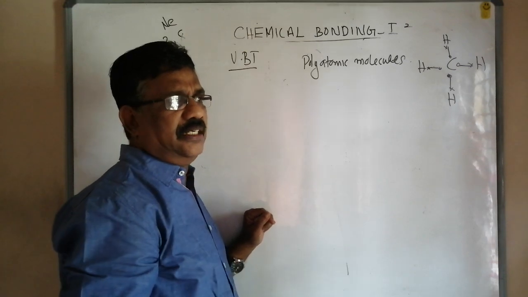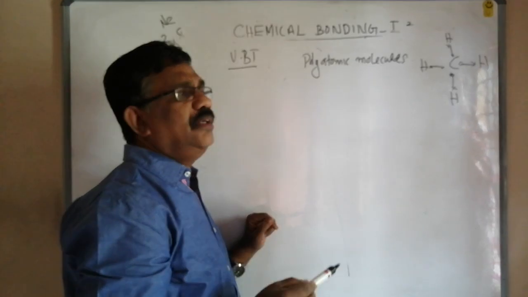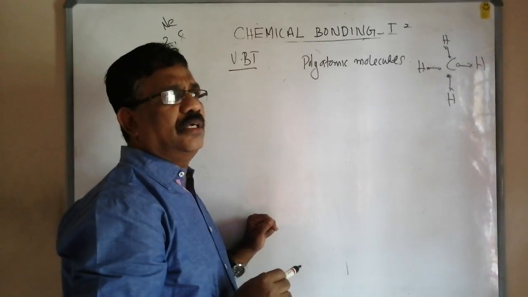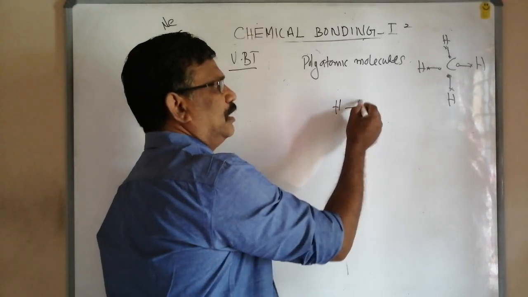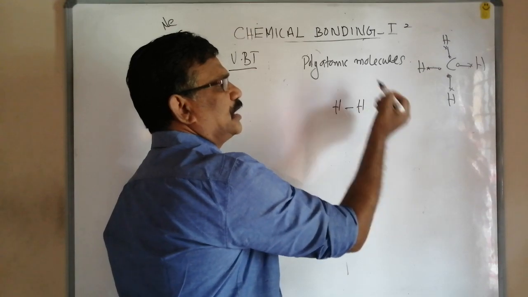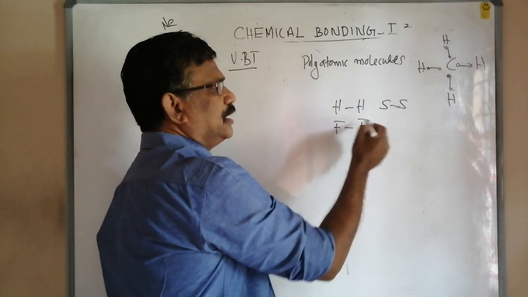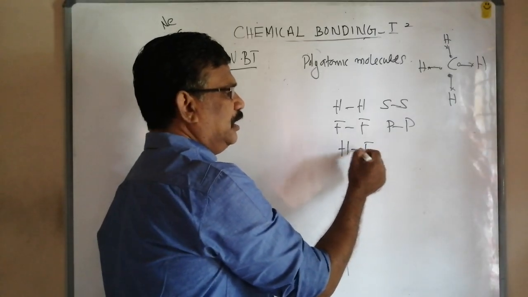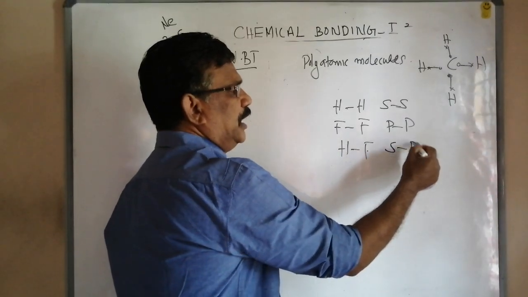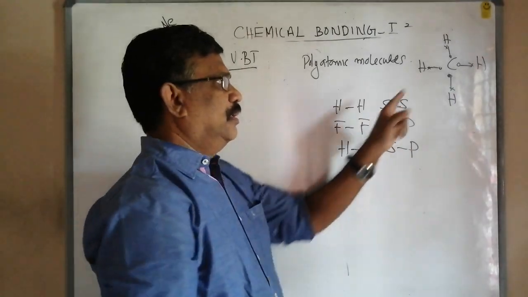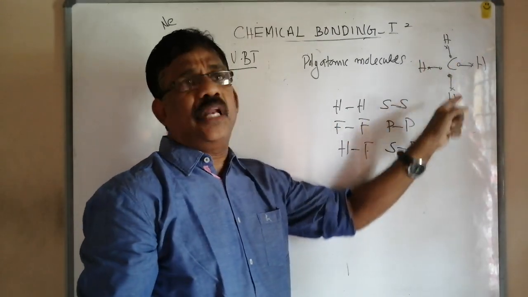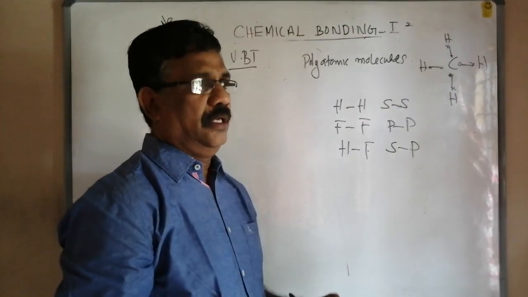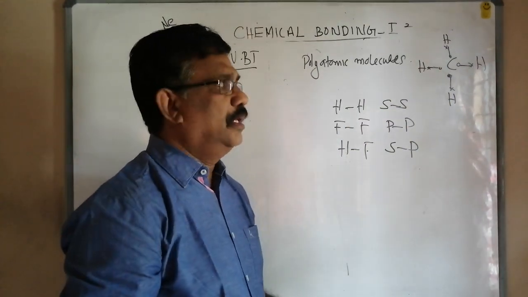So far we discussed hydrogen, only a single bond by s-s overlapping. Fluorine, only a single bond by p-p overlapping. And hydrogen fluoride, a single covalent bond by s-p overlapping. This molecule consists of four covalent bonds. Each covalent bond is formed by an overlapping. So we can find out what that overlapping is.